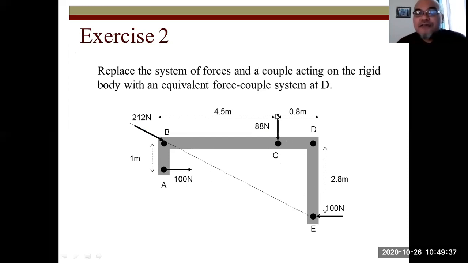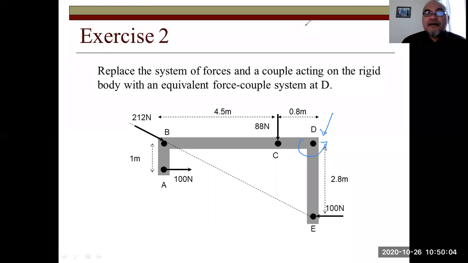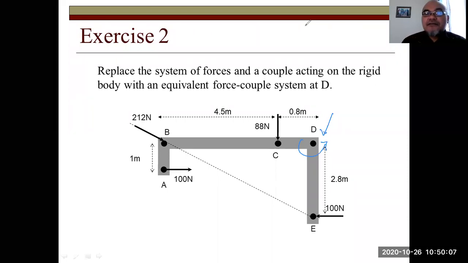Then we have another force at C. So we are asked to replace all these forces and this couple with an equivalent force couple system at D. It means we are asked to replace this with a single force here and a single moment at D. Or it could also be clockwise. Yeah, depends. Okay, so let's do this as homework.